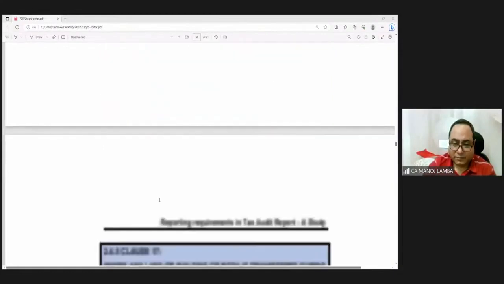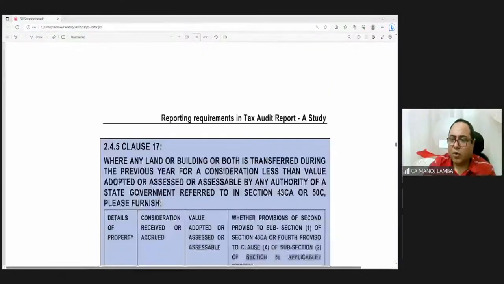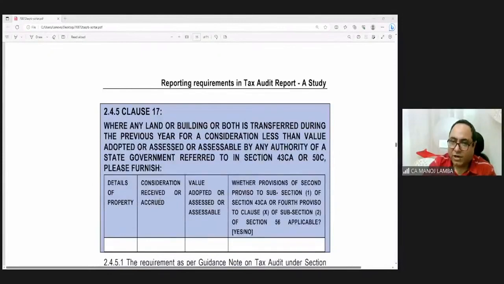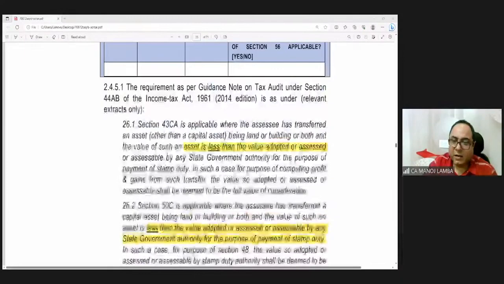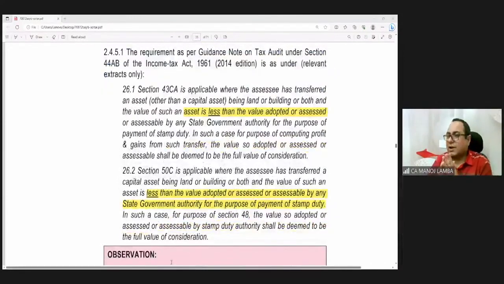So friends, I think I am able to cover up to clause 14. Now moving to clause 17. The 17th clause says, where any land, building or both is transferred during the previous year for a consideration less than the value adopted or assessed or assessable by any authority of state government referred to in section 43CA or 50C, please furnish the following details. Clause, do you know when this clause has to be reported? Where the asset is valued less than the value adopted or assessed, either in the case of 43CA or 50C.